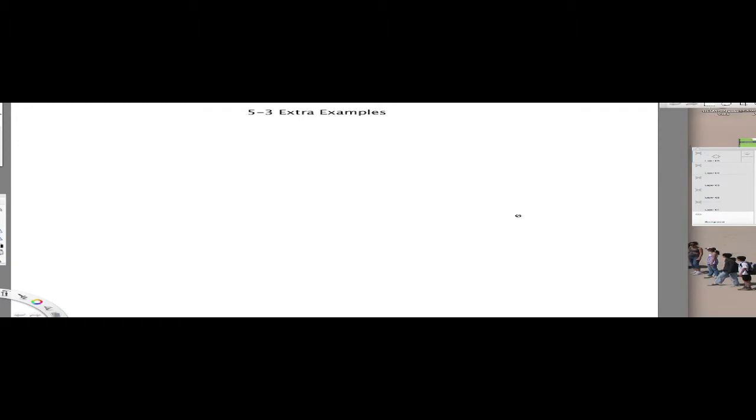5-3 extra examples. I'm going to go through a couple of examples with you. Then I'll go through the guided example, and then I'll go through some more examples to kind of cover the various topics. First one up, example 1.